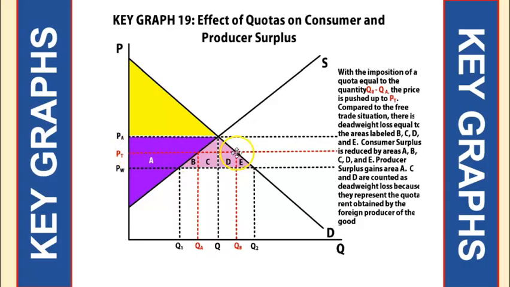Now notice the domestic demand is smaller than it was at the world price, but the domestic supply is higher than it was at the world price. And the gap, still a gap, between what is demanded domestically and what is supplied domestically is essentially bridged with that quota, those products being imported from other countries. And so, again, B and E are still deadweight loss, and C and D become the quota rent, if you remember that.